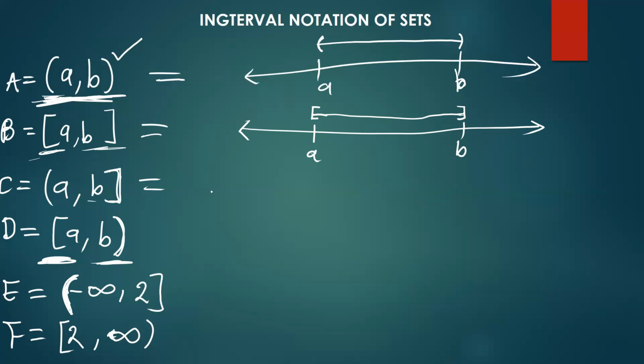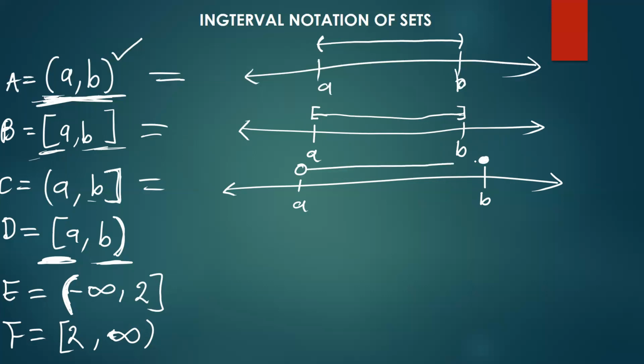So for this one here, you're going to have something like this. You have A there, you have B there. So it's open at A and closed at B. You join the two circles.